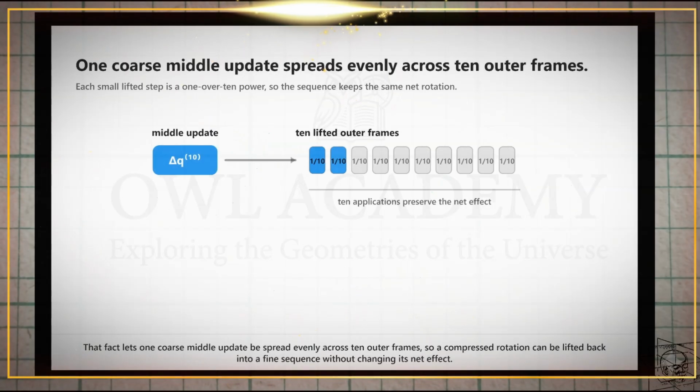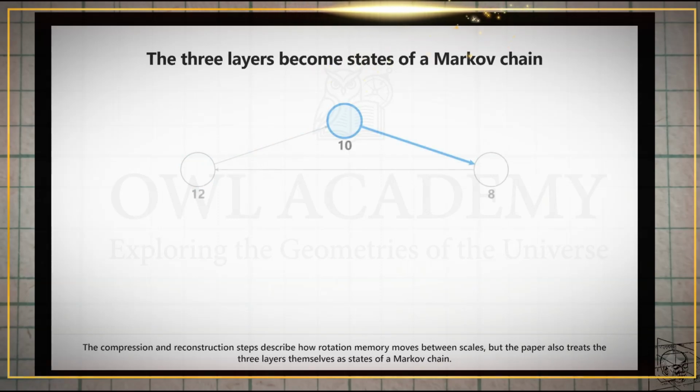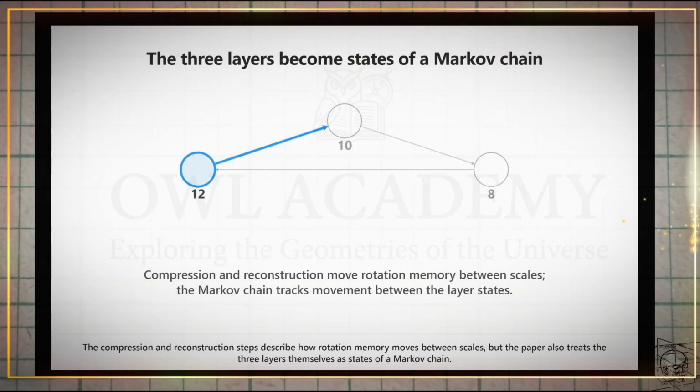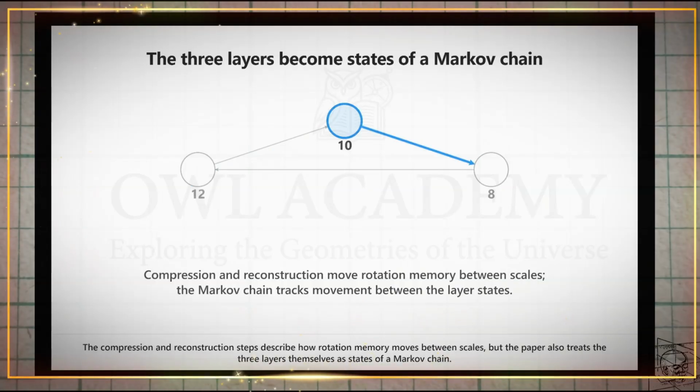That fact lets one coarse middle update be spread evenly across 10 outer frames, so a compressed rotation can be lifted back into a fine sequence without changing its net effect. The compression and reconstruction steps describe how rotation memory moves between scales, but the paper also treats the three layers themselves as states of a Markov chain.